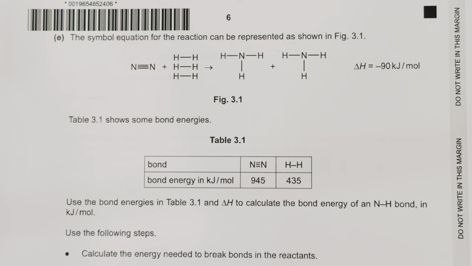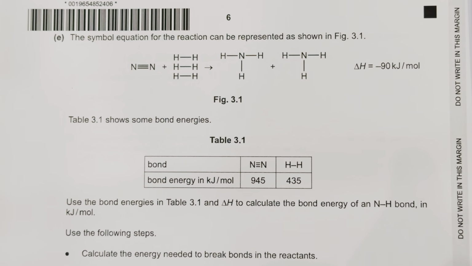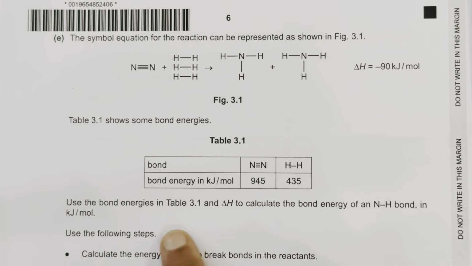Moving to its E part. E part is the topic belonging to the equations, and E part is saying that the symbol equation for the reaction can be represented as shown in the figure. Nitrogen is carrying a triple bond and 3 bonds of hydrogen, and NH3 and NH3 is produced. It shows some bond energies. Use the bond energies in the table 3.1 and delta H to calculate the bond energy of a nitrogen and hydrogen bond in kilojoule per mole.